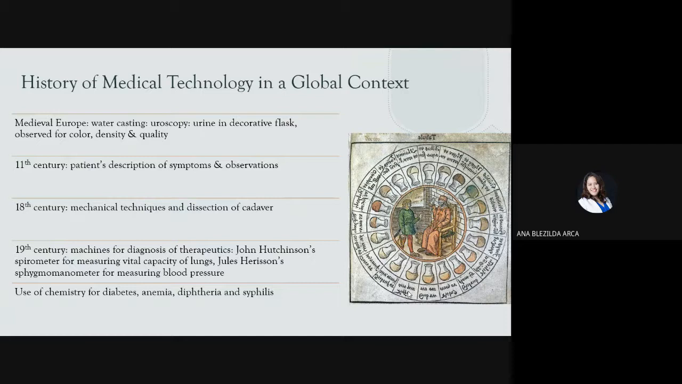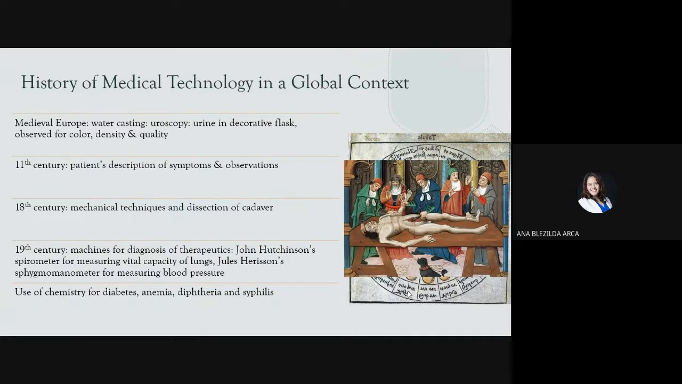And then after that, nagkaroon tayo ng progress during 11th century. This is now the time where they were able to describe the symptoms of a patient based on their observations. During the 18th century, this is now the time they started dissecting cadaver. So they use mechanical techniques and dissection of cadaver. Why? Because dissecting cadavers will give them an in-depth knowledge of what is really going on inside the body. They were able to observe the organs of the patient, and they were able to observe the appearance of the organs if the patient has a disease versus the organs of a patient that is healthy.